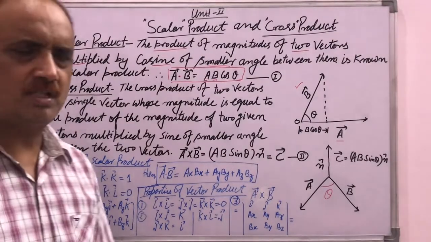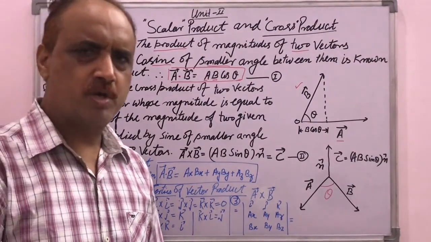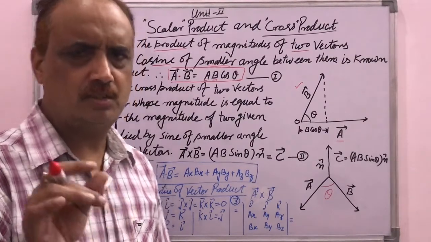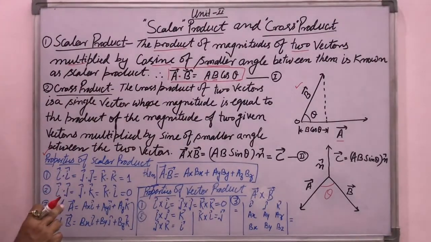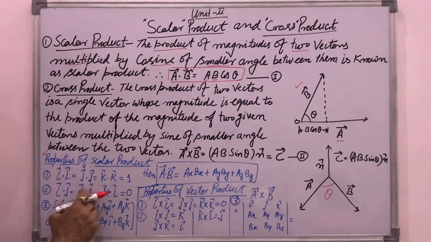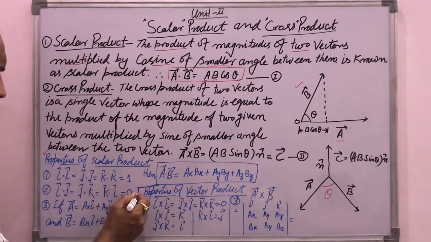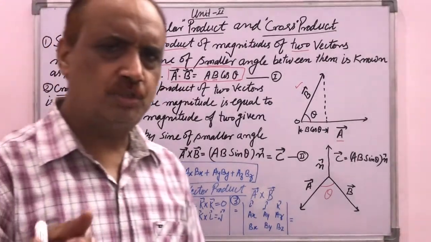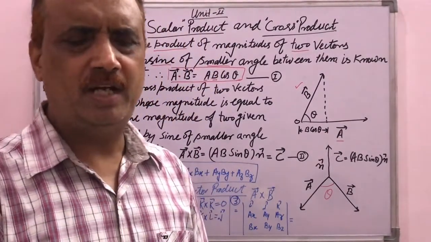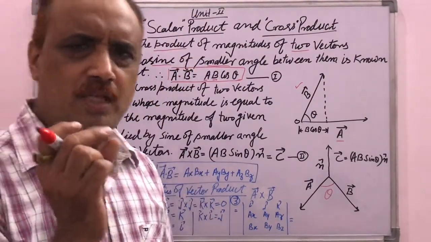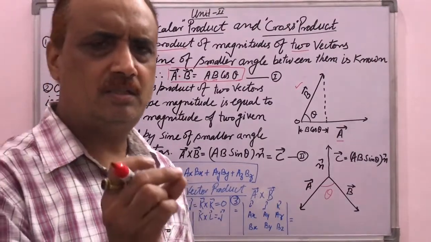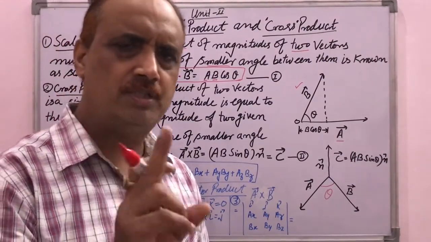That means if the same unit vectors are under the dot product, the answer will always be equal to 1. But if two different, perpendicular unit vectors are multiplied under the dot product, so i dot j, j dot k, k dot i, the answer will always be 0. So two perpendicular vectors multiplied under the dot product give 0, but the same vectors multiplied under the dot product always give 1.